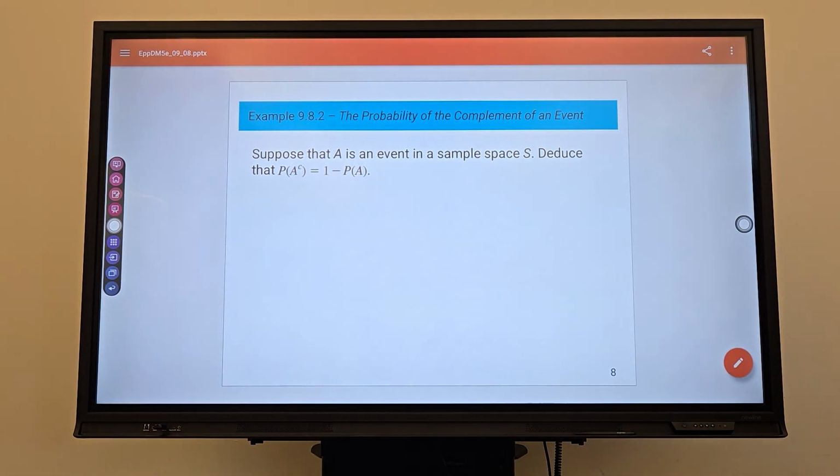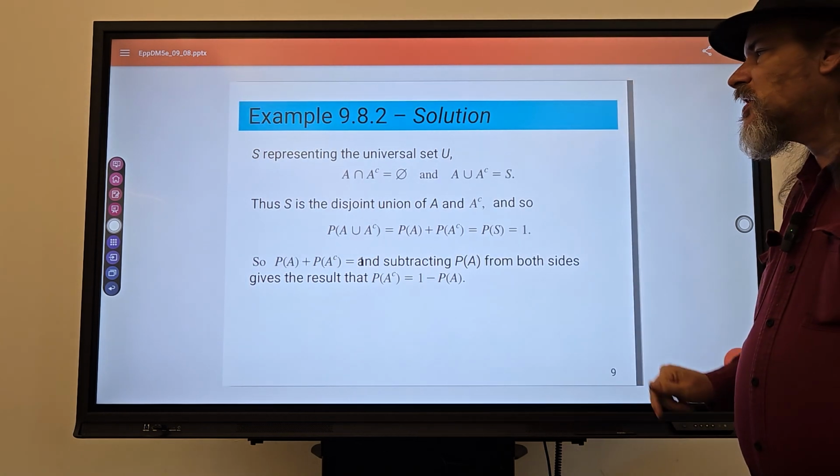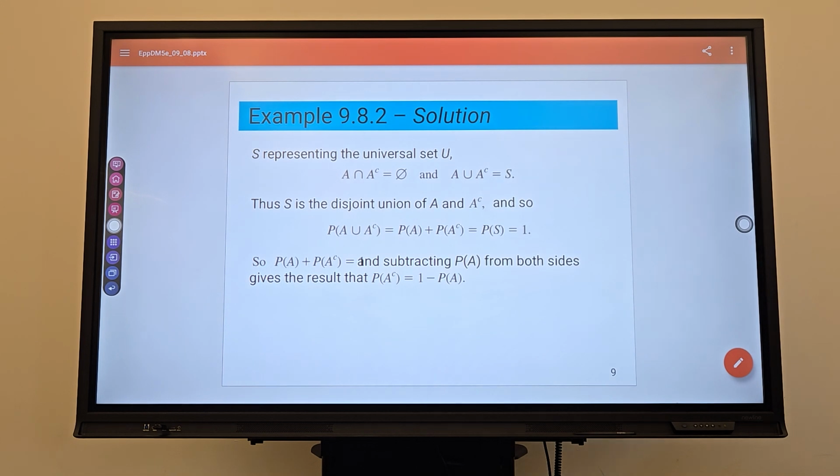Suppose A is an event in a sample space S. Deduce that the probability of the complement of A equals 1 minus the probability of A. S represents the universal set. The intersection of A and the complement of A is the empty set, is null. And the union of A and the complement of A is S. Thus, S is the disjoint union of A and A complement.